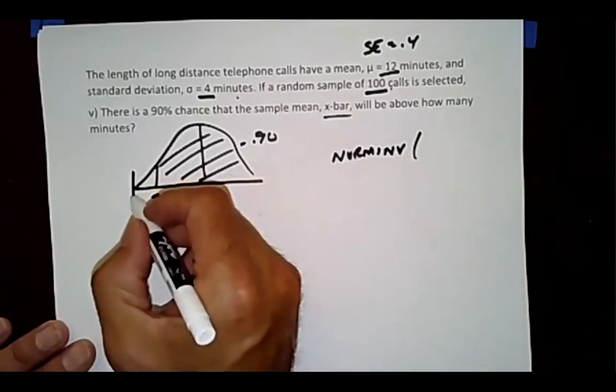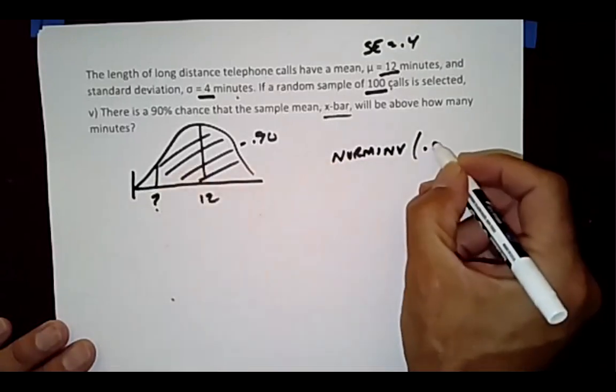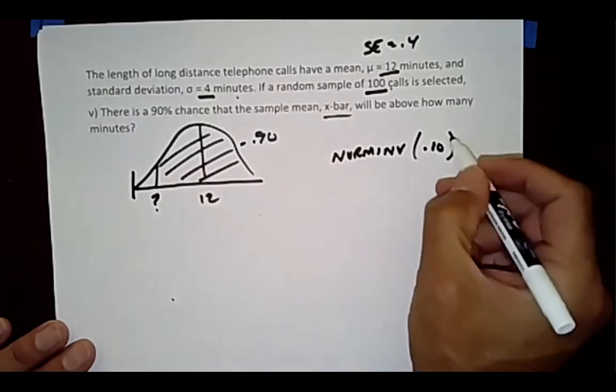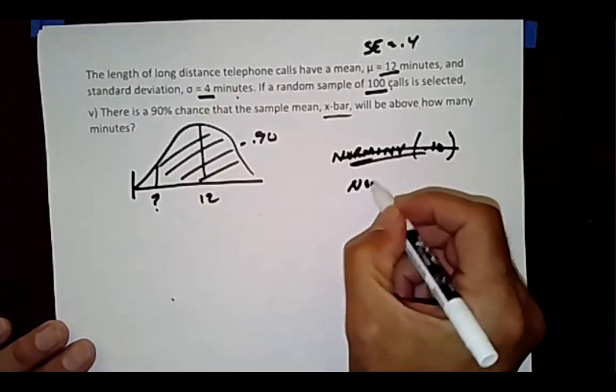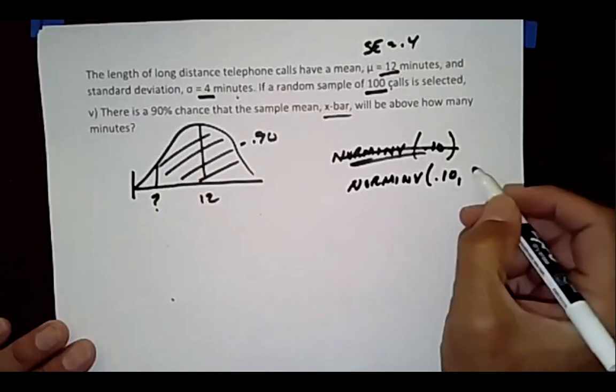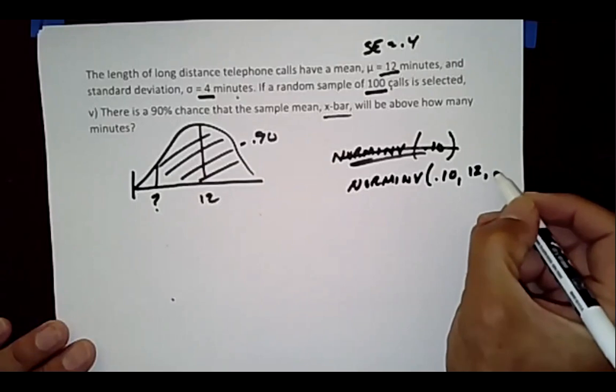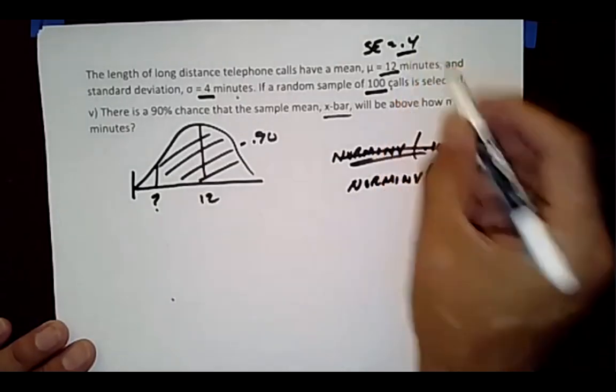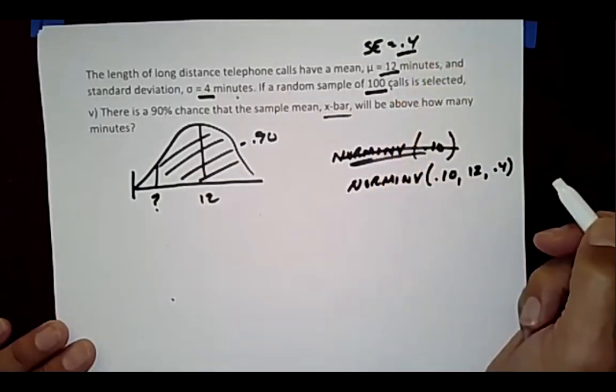The distance from the 0 point is 0.10. Norm INV, 0.10, the mean of 12. The standard deviation, or in this case, the standard error, is 0.4.